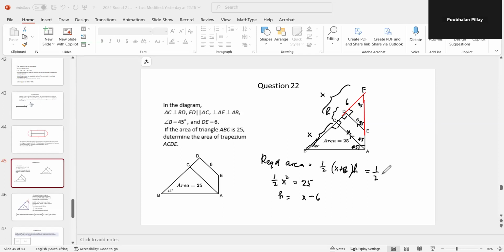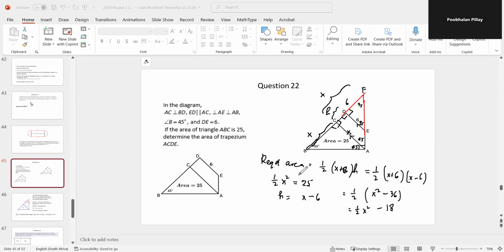So it's going to be half into X plus 6, and H is X minus 6. Now this is an old friend for algebra students. X plus 6 into X minus 6 is the difference of two squares. That's X squared minus 36. And that is equal to half X squared minus half of 36, which is 18.